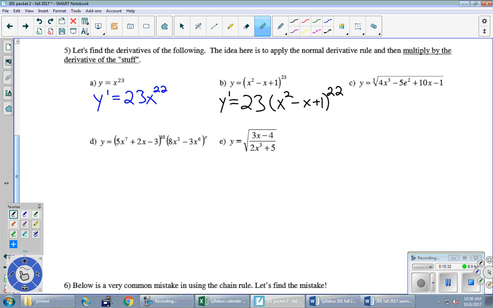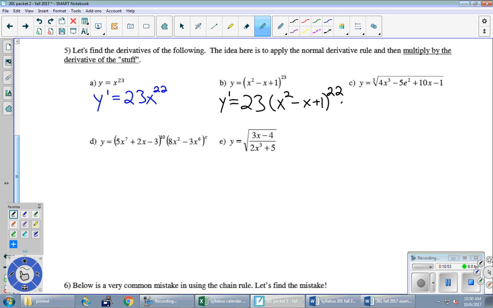All right, so that is our normal derivative rule, and like that, we've just applied the same power rule, but to something more complicated. So the fact is, this answer is part of the right answer. It's just incomplete. So the new thing is that you do the normal derivative rule, which we've done, but then you multiply by the derivative of the stuff.